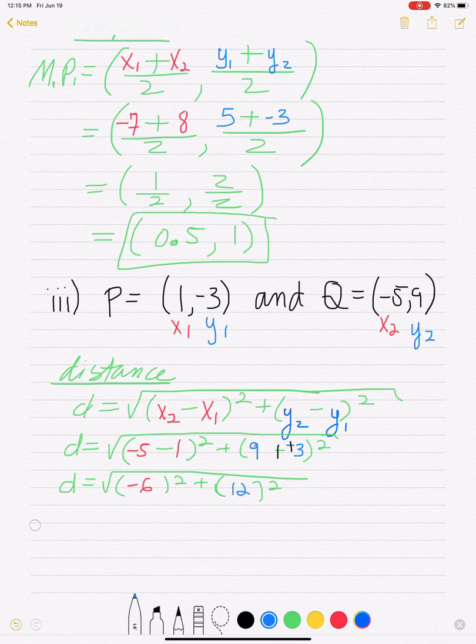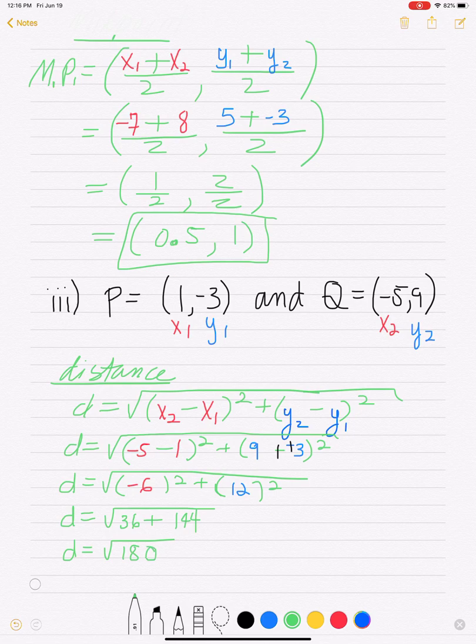The next step is to do the squaring. So I'm going to write d equals the square root of blank plus blank. So we're going to do -6 squared. -6 squared is -6 times -6, which is 36. And in the blue square, we've got 12 squared. 12 squared is 144. So we add these numbers together under the radical. We get 36 plus 144 is 180.